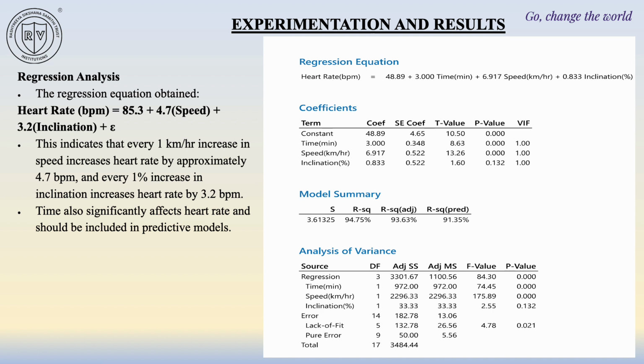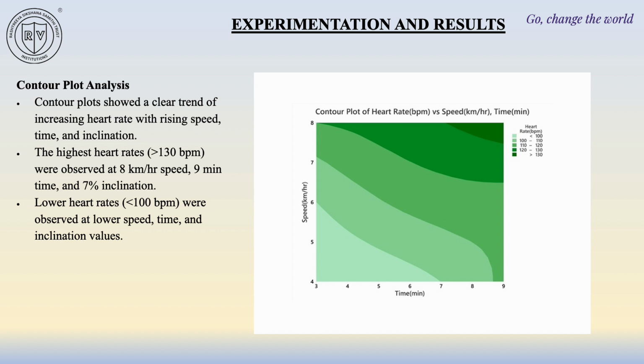Here is the another analysis of variance which I've done. Here the inclination angle is 0.132. In this regression analysis, this is clearly stating that the inclination angle holds only a slight significance, and for time and speed, the p-value is completely zero, which tells there's a strong influence on the heart rate. Now we shall select only the interaction between inclination, time, and speed. And this is the contour plot obtained from that analysis.